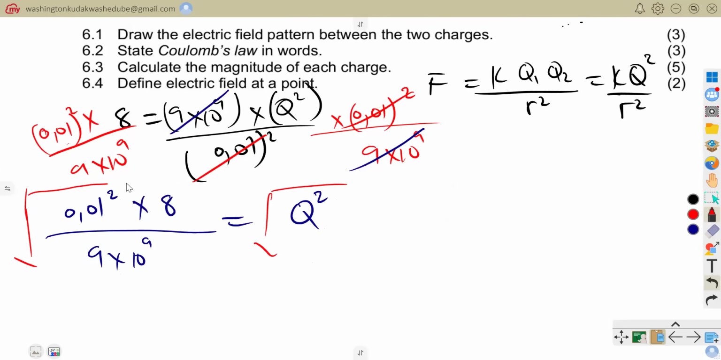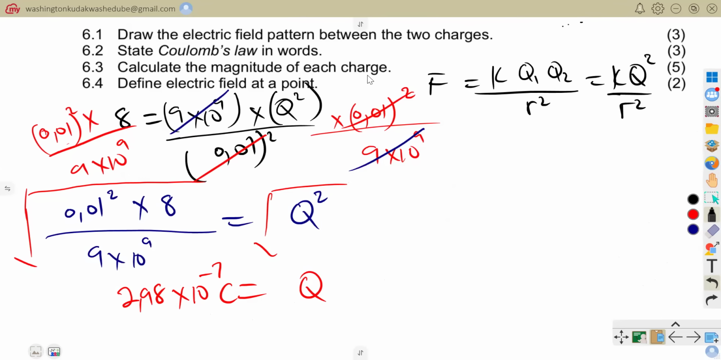And then I'll come and say square root of that. Then I can find my what? My Q. And what becomes the value of my Q? This is where I go to my calculator and then I punch in those values. When I punch in those values, if I say 0.01 squared times 8 divided by 9 times 10 to the power 9 under square root, they are supposed to give me a value of 2.98 times 10 to the power negative 7 coulombs. So that becomes Q there.